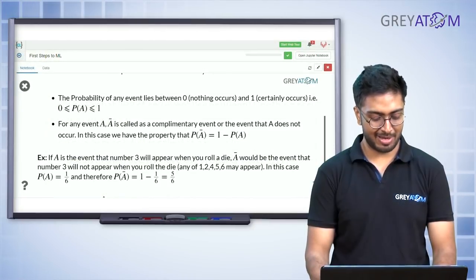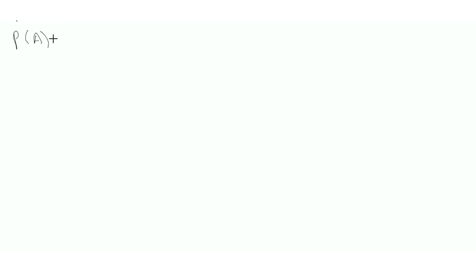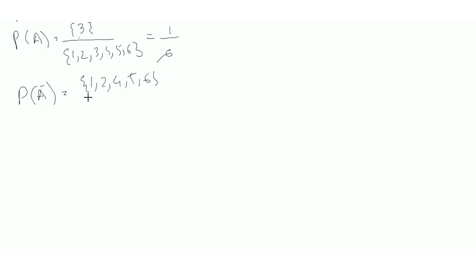So in this case, probability of A is 1 by 6. Now why is it 1 by 6? We want one possible outcome, which is 3, and there are 6 possible outcomes: 1, 2, 3, 4, 5, 6. Because of that, the probability of event A is 1 by 6. Now probability of A dash: it would not be 3, so it could be anything else. Our possible options are 1, 2, 4, 5 and 6, out of the possible options 1, 2, 3, 4, 5, 6. So there are 5 favorable options out of 6 total possible options, right?